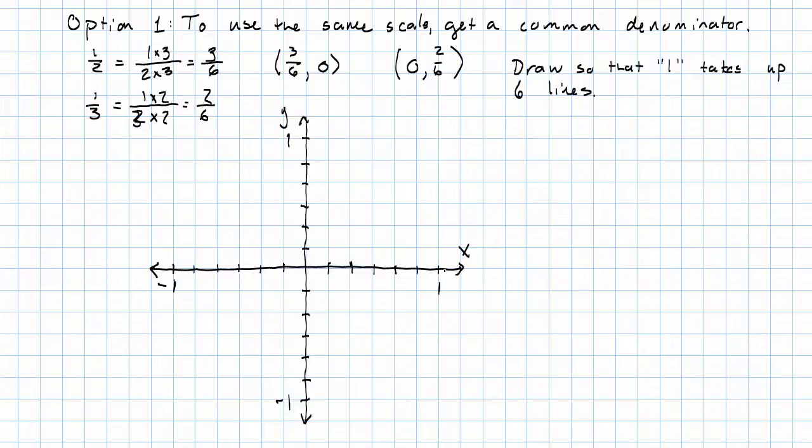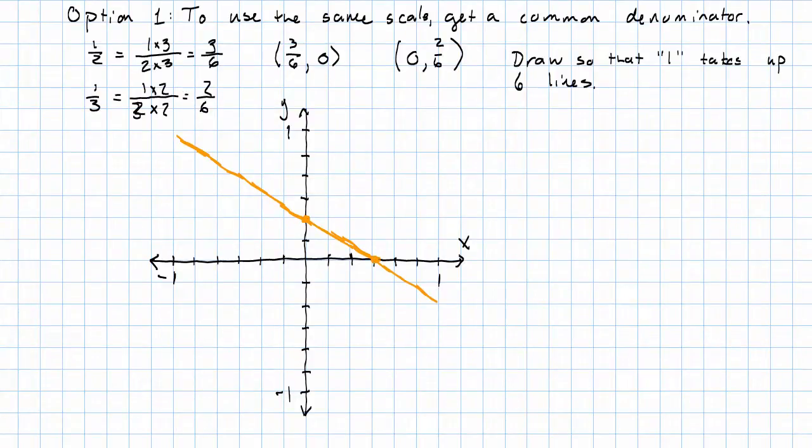Where will my points be? Well, I have an x-intercept at y equals 0, x equals 3/6. I have a y-intercept at x equals 0, y equals 2/6. And now I'm ready to draw my line. There we go. Now, that's option 1. We can also just draw our axes on different scales.